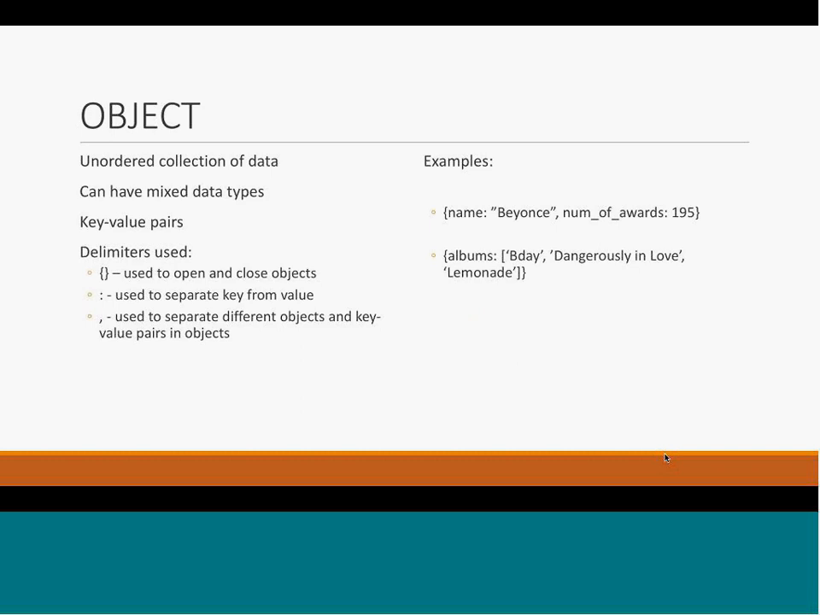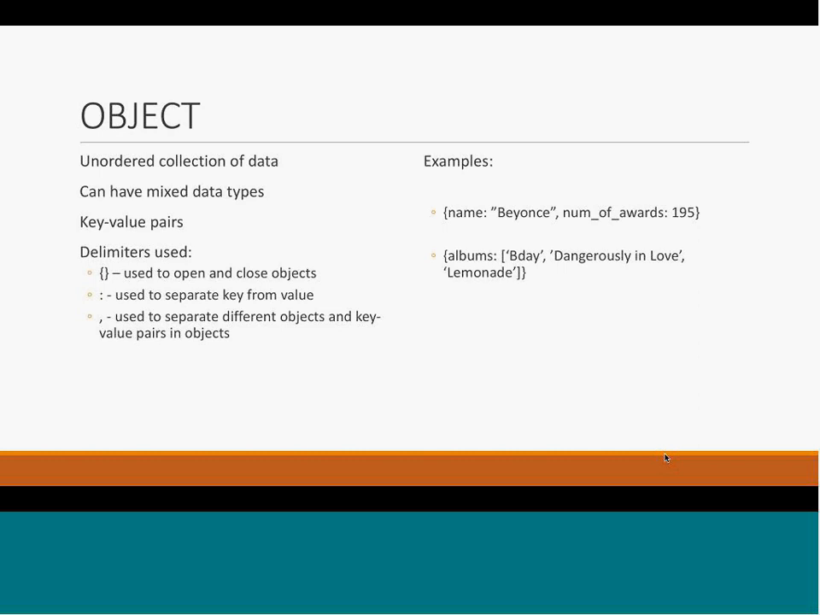Objects are unordered collections of data that also have mixed data types, but the difference is that they work off of key value pairs. The delimiters used for objects are curly brackets, which open and close. A colon separates the key from the value, and a comma separates different key value pairs in objects. Looking at our examples, you have these curly brackets, which let us know that it's an object, and you have name, which is the key, and the value is a string.